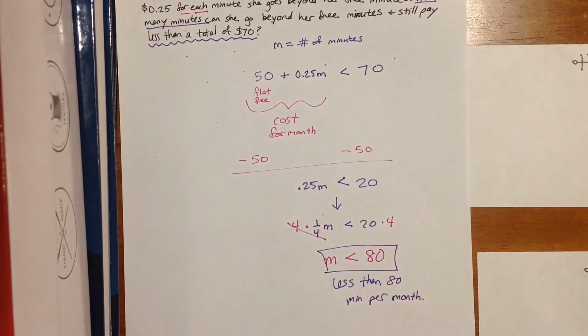So there you go, a couple examples about solving inequalities with word problems, with regular examples. Don't forget, flip that switch whenever you are multiplying or dividing by a negative number.